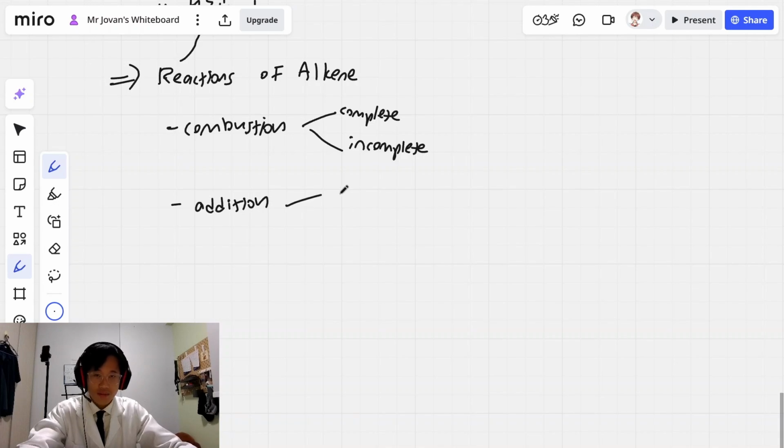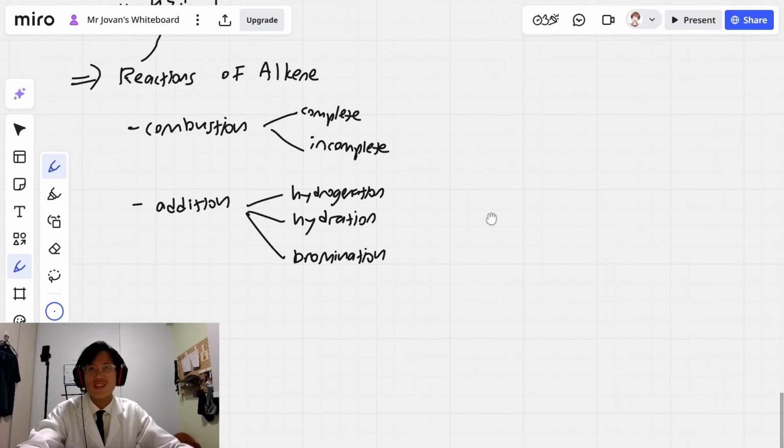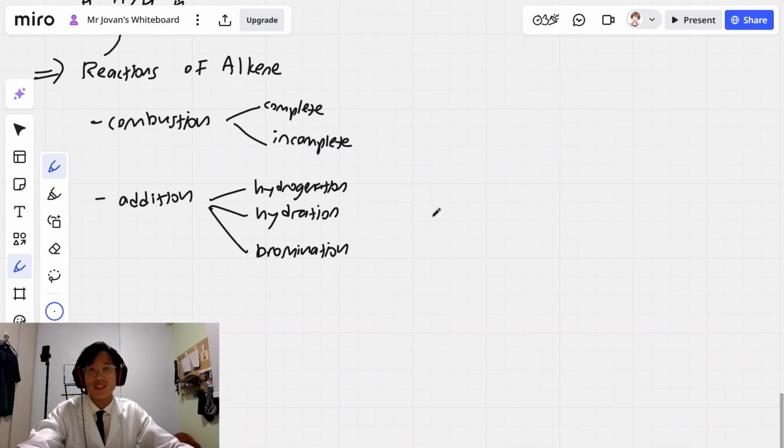And we have three types: hydrogenation, hydration, and then bromination. So we're going to find out that actually everything is similar and it's very easy to memorize.